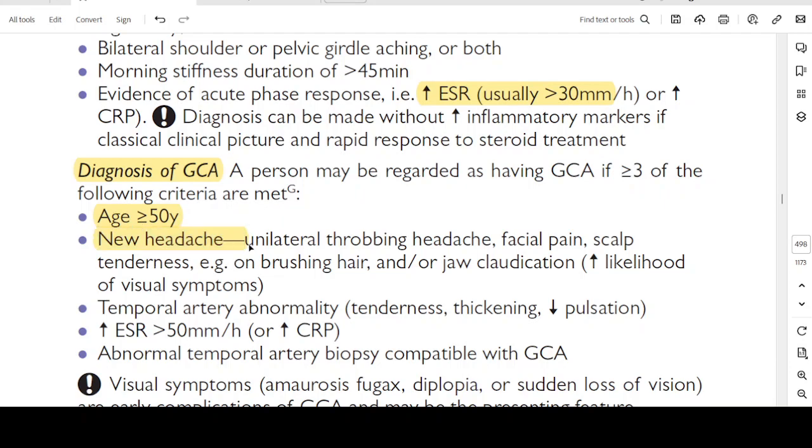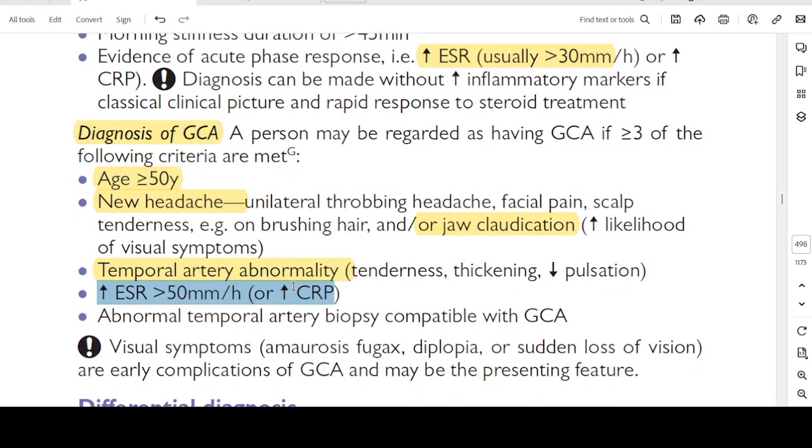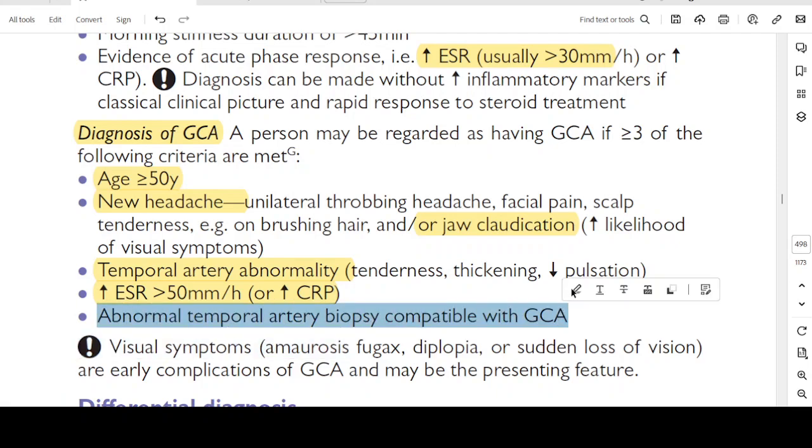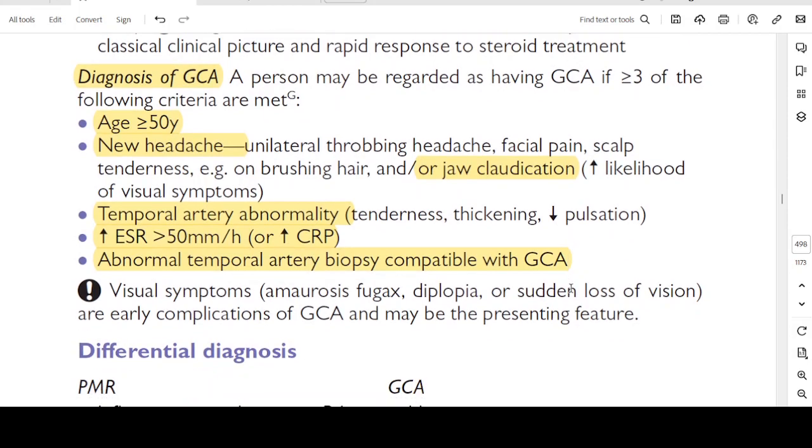Unilateral throbbing headache, facial pain, scalp tenderness, for example on brushing hair, or jaw claudication. Increased likelihood of visual symptoms. Temporal artery abnormalities: tenderness, thickening or decrease in pulsation, raised ESR more than 50 millimeters per hour or raised CRP, abnormal temporal artery biopsy compatible with giant cell arteritis. So when you do a biopsy, it should be compatible with GCA. If more than 3 of the following criteria are met, then you can diagnose GCA.